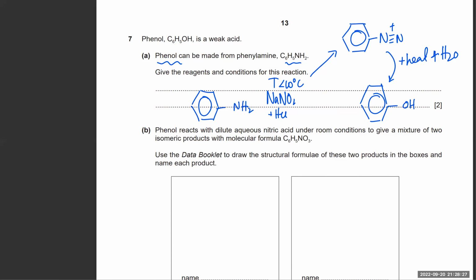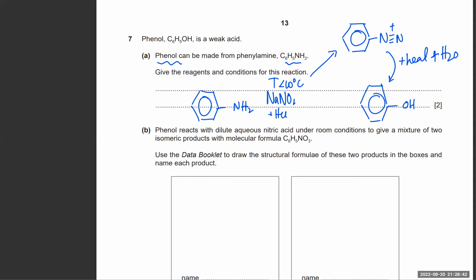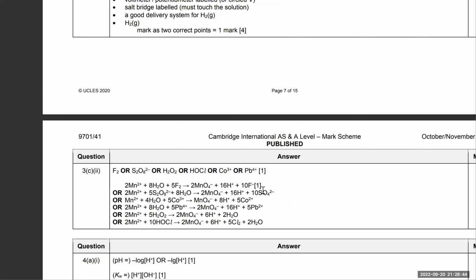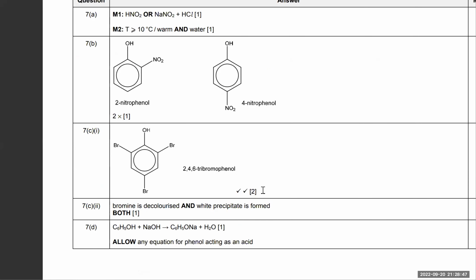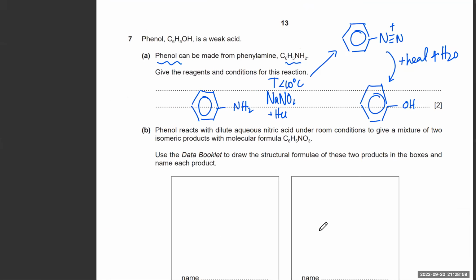So let me just quickly check. This is W20 QP41. Is he giving 2 steps, question 7, right? Yep, it's the same one. The first one is NaNO2 plus HCl, and then for the temperature, you heat it up. Greater than 10, you warm it with water. That's about it. You have to specifically mention that you have to increase the temperature greater than 10.